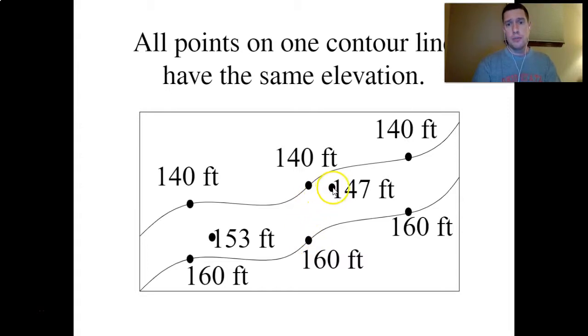If there are points in between these lines, and there will be, they will usually be marked by how exactly their elevation is different from the lines. So this one says 147, this says 153. Notice that the 140 line does not touch 147. The 140 line is only going to touch the areas on the map that are exactly 140 feet above sea level. In the same way with the 160.